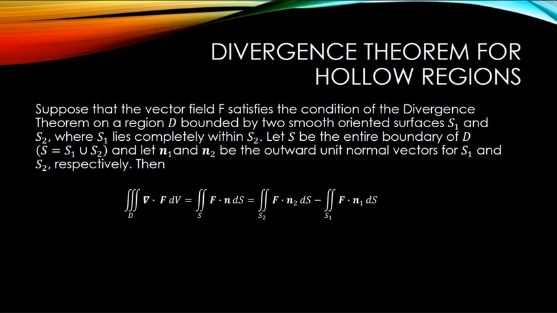This means that the divergence theorem for hollow regions will be given by the triple integral over D of del dotted with f dV, which is equal to the double integral over S of f dotted with n dS, which will be equal to the double integral over S sub 2 of f dotted with n sub 2 dS minus the double integral over S sub 1 of f dotted with n sub 1 dS.